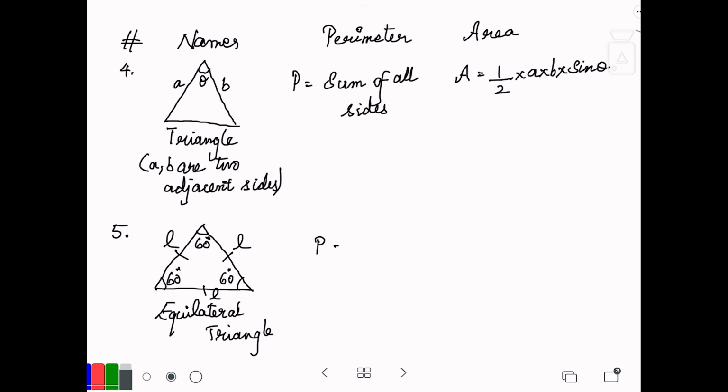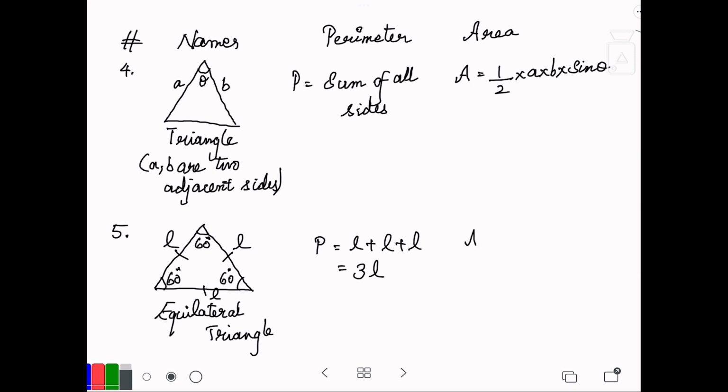Do you know what an equilateral triangle is? In a triangle, when all sides and all angles are equal, we call it an equilateral triangle, and each angle will be equal to 60 degrees. So in this case, I can say the perimeter will be L plus L plus L, which is 3L.